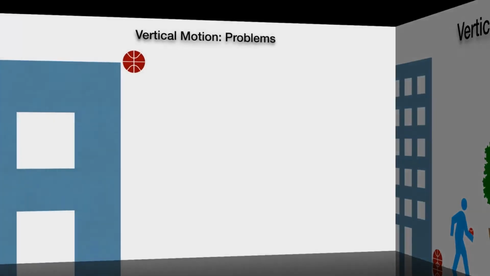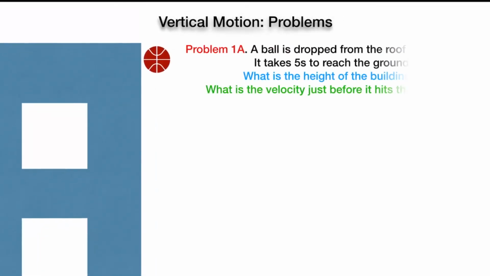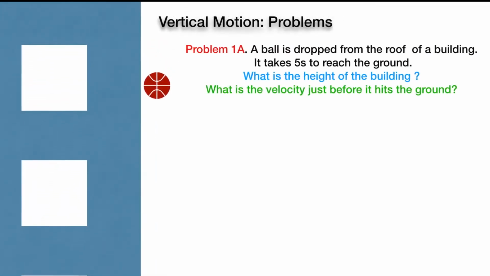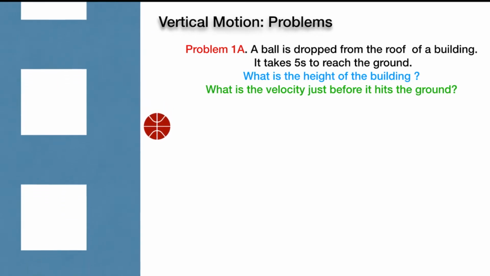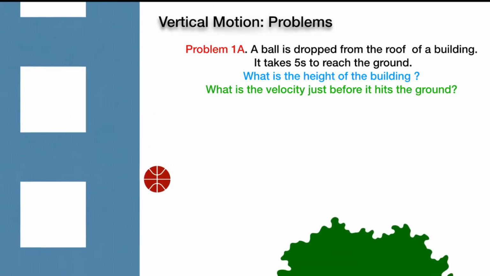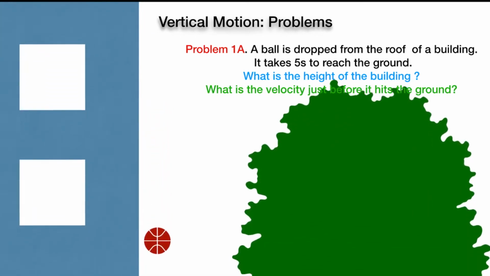Now let's take a few practical problems. A ball is dropped from the roof of a building. It takes 5 seconds to reach the ground. What is the height of the building and what is the velocity just before it hits the ground?